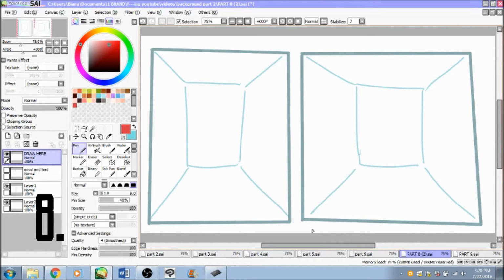Alright, so now we're taking a break from objects in perspective for the most part, and we're talking about verticals. Your verticals, for the most part, stay vertical. This is an easy line and an easy concept. So we're going to show you guys some good and some bad examples.